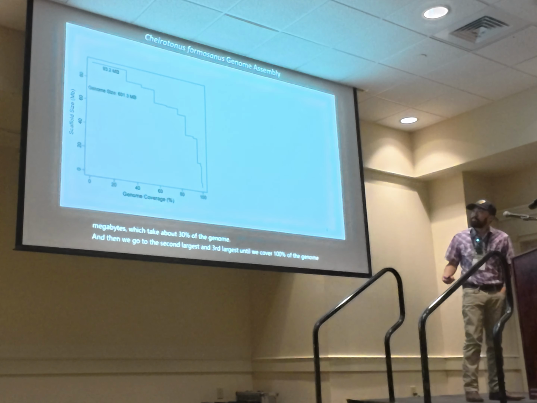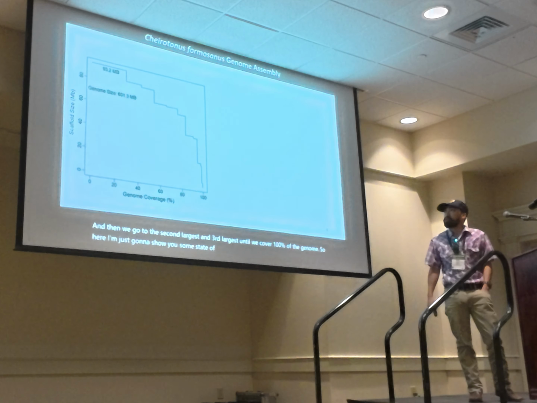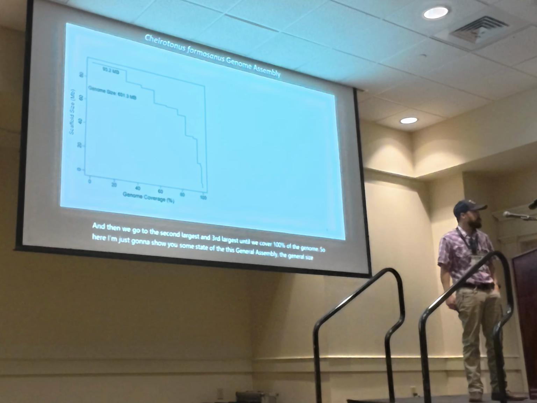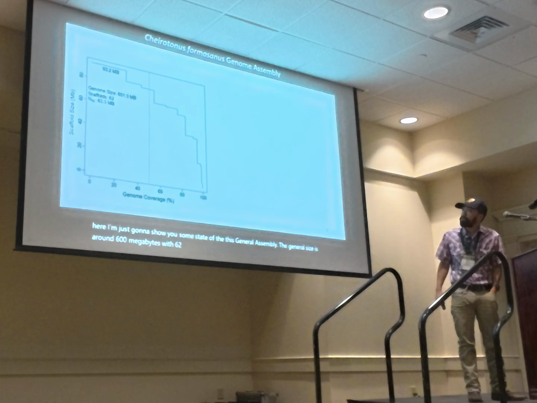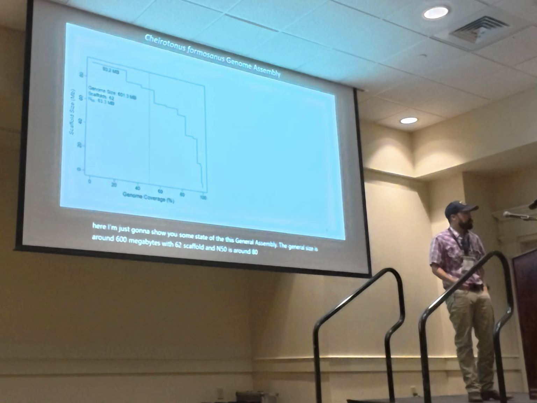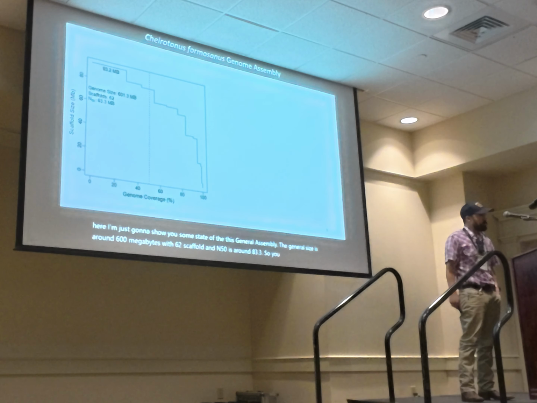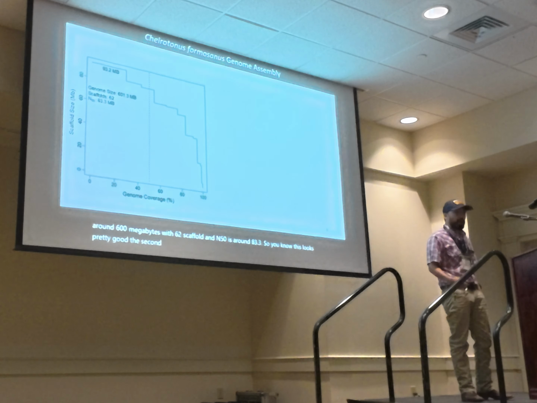Here I'm just going to show you some stats of this genome assembly. The genome size is around 600 megabase, with 62 scaffolds, and the N50 is around 83.3. So this looks pretty good. The second thing is the completeness.